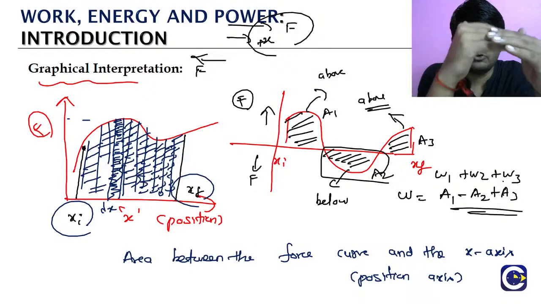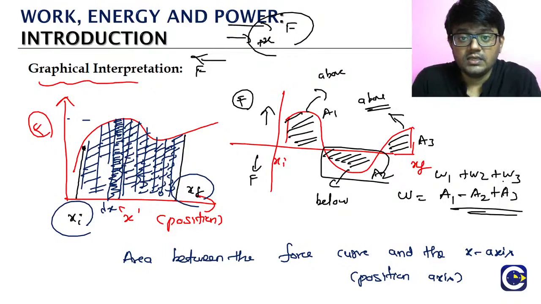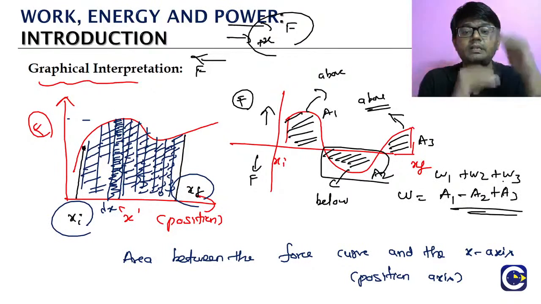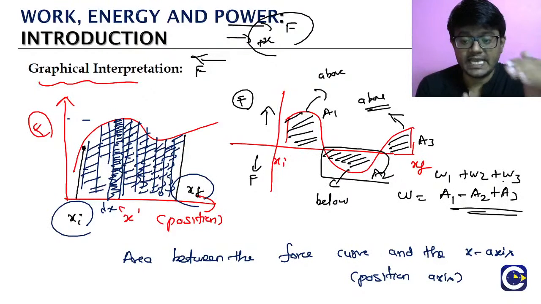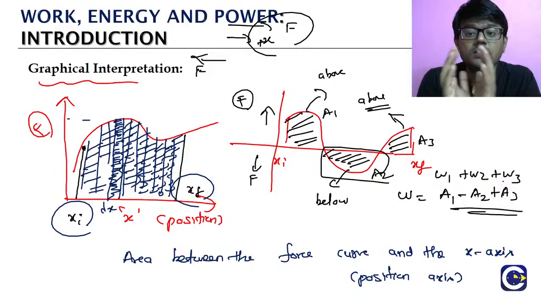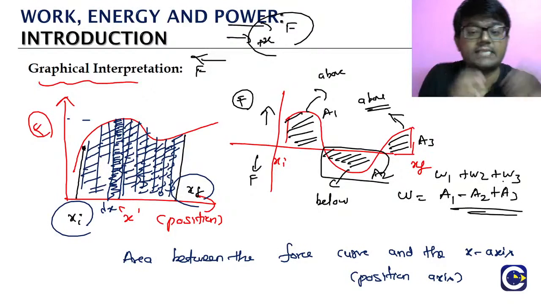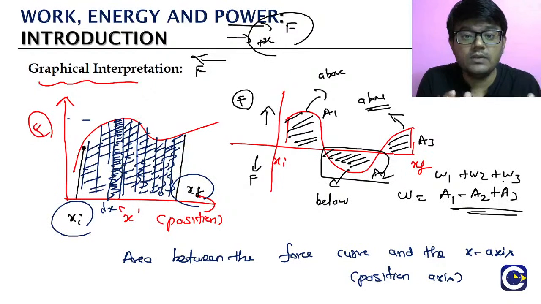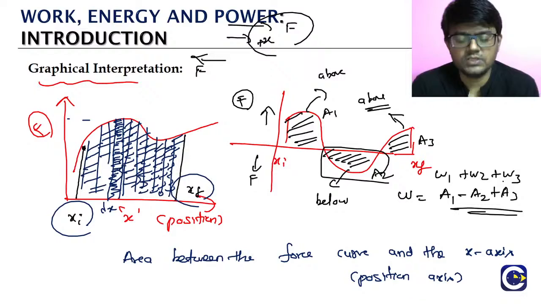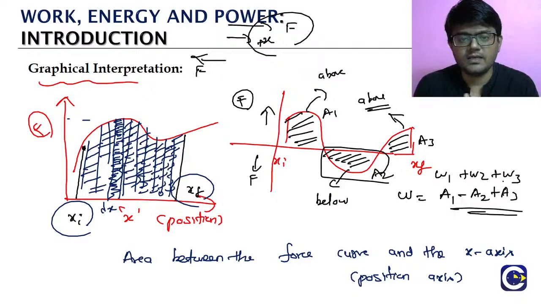So wherever the force curve goes below the x-axis, there we have to take the area to be what? Negative. Okay, so the area between the force curve and the position axis gives us what? Work. This is an important point. If the area is above the x-axis, work will be what? Plus the area value. If the curve is going below the x-axis, work will be what? Minus the area of the curve. Okay? So that is how we calculate. This is how we will be able to calculate the work done using the graphical interpretation.